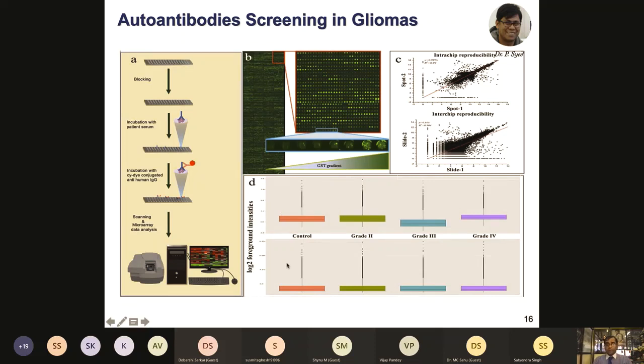These are controls, grade 2, grade 3, and grade 4. Grade 4 is the highest grade of the brain tumor, glioblastoma multiforme. The experiment goes in the same workflow: block the slides, incubate with the patient serum, look for the human IgG conjugated with a secondary, with the dye, and then scan the slide.